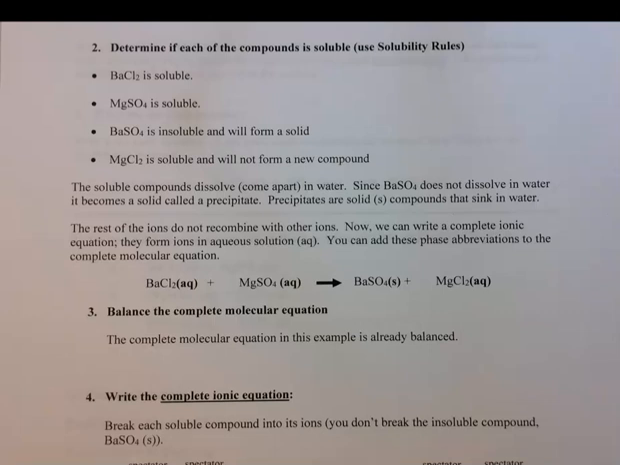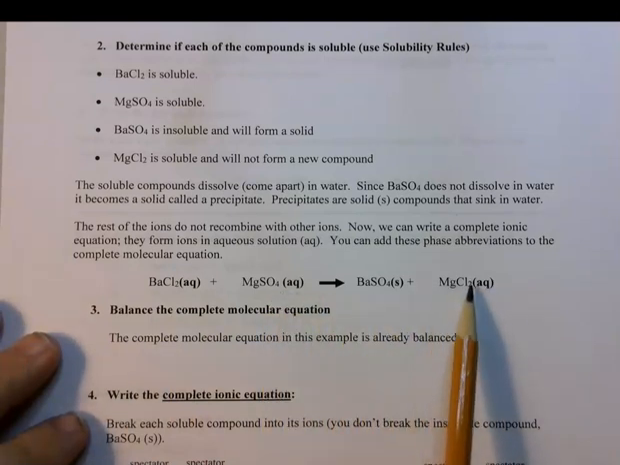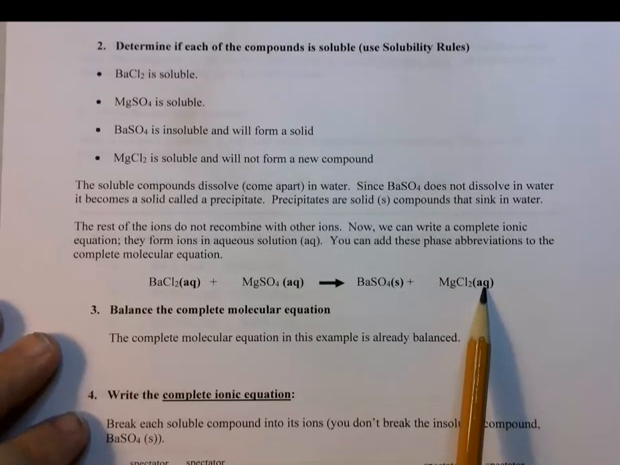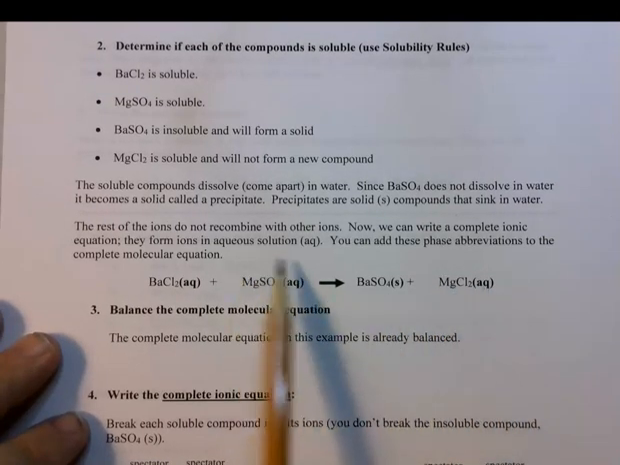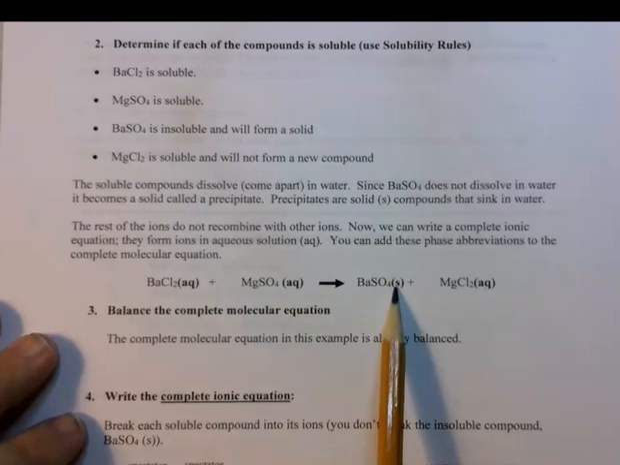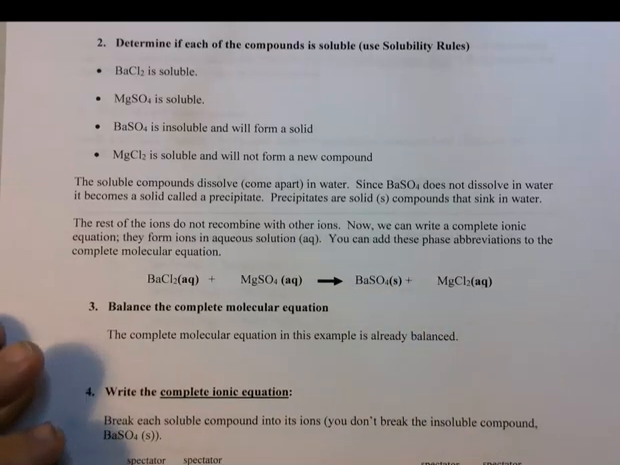Now we can write a complete ionic equation. They form ions in aqueous solution. You can add these phase abbreviations to the complete molecular equation. So basically, there's still our complete molecular equation, but the compounds that will not come together, that stay dissolved in water, in other words, this is soluble, soluble, soluble, you put AQ after it, they're aqueous. Whereas the compound that does form a solid, you put an S after that. So this is your precipitate.